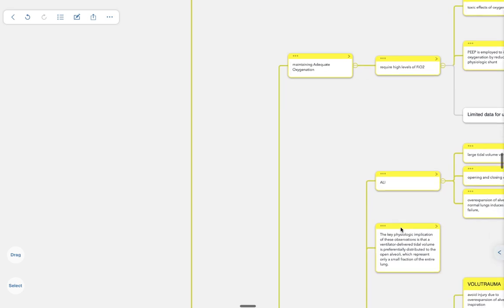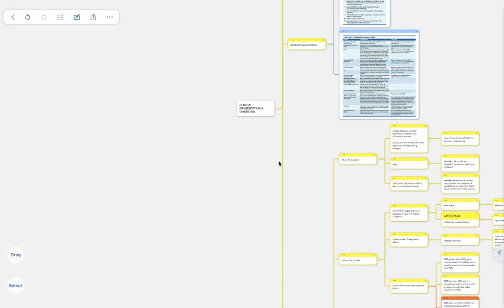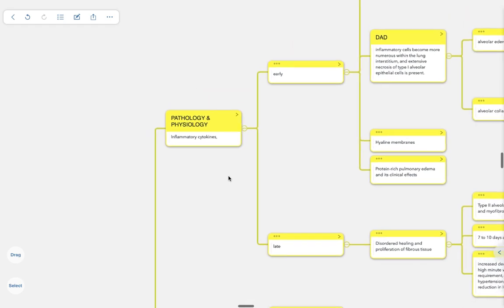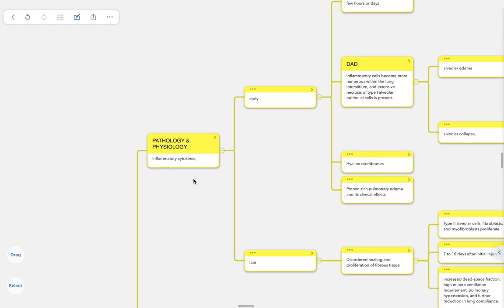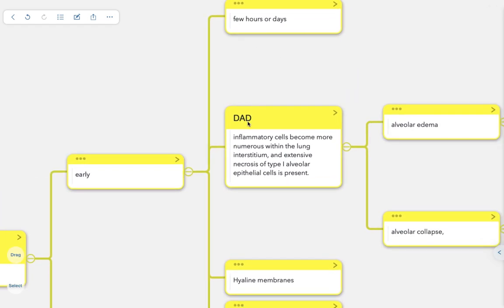Now, let's come to the next section, the clinical presentation and the diagnosis. Firstly, let's understand the pathology and physiology behind it. We have studied in the previous sections that all this is due to inflammatory cytokines. Based on this, there are certain early changes and then certain late changes. Early changes are the ones which develop within a few hours or days. The pathognomonic entity associated with this is diffuse alveolar damage, which is nothing but inflammatory cells becoming more numerous within the lung interstitium and extensive necrosis of type 1 alveolar epithelial cells.